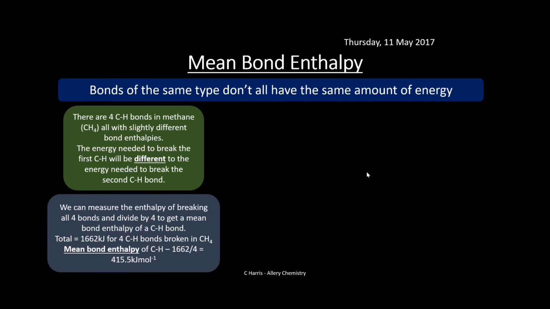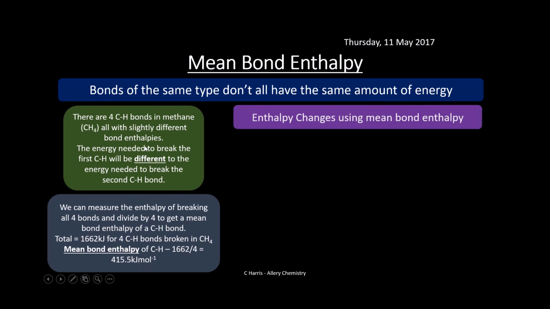Because it's a bit confusing to have all sorts of different energy values for the same bond, we can measure the enthalpy values of breaking all 4 bonds to get the amount of energy needed to break all 4. Then we divide by 4 to get a mean bond enthalpy, so it's an average bond enthalpy. The total for this case is 1,662 kilojoules for 4 CH bonds. So the mean bond enthalpy of just 1 CH is that number divided by 4, which is 415.5 kilojoules per mole. That's the mean bond enthalpy for a CH bond.